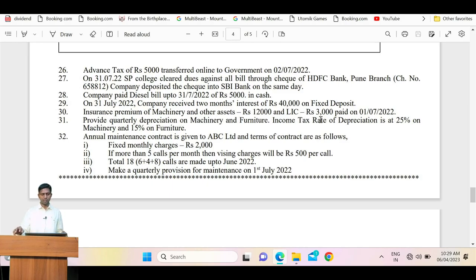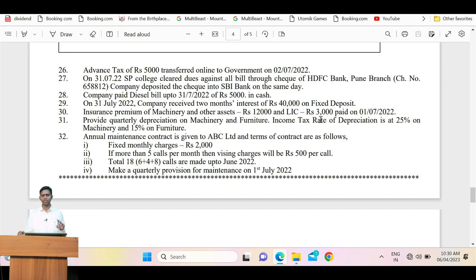And then here I have given you particulars related to the contract of repair and maintenance. Fixed charges somewhat 2000 per month you will find, and then for more than 5 calls in a month, 500 per call. Total 18 calls you made till June 22 in a quarter. And then make a quarterly provision entry. We haven't yet paid, but because this is related to the quarter, we have to provide in the books of accounts. This is simple maths, do the calculation and pass the provision entry.